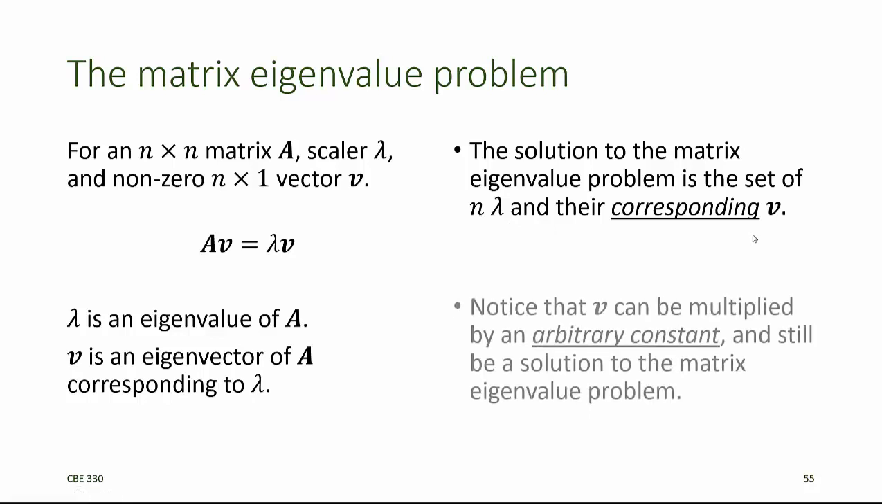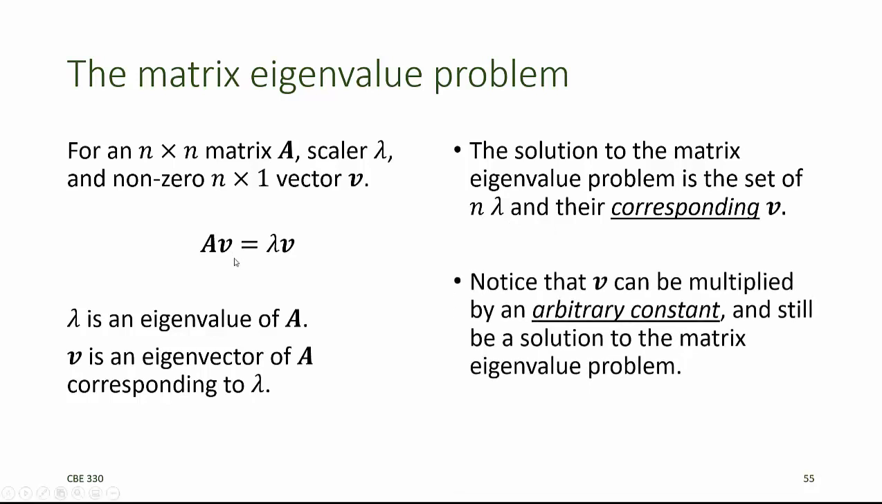The solution to the matrix eigenvalue problem is the set of n values of lambda and their corresponding eigenvectors v. Notice since the eigenvectors v appear in the products on either side of the equal sign here, each of those eigenvectors v can be multiplied by an arbitrary constant and still be a solution to the matrix eigenvalue problem. What that means is that the direction of the eigenvector in n space is what's important and not its magnitude or its length.